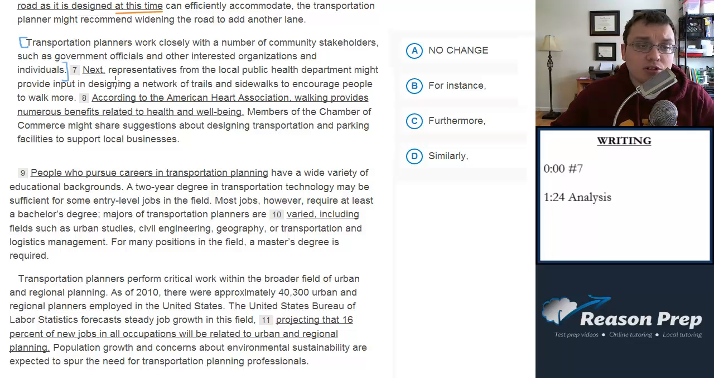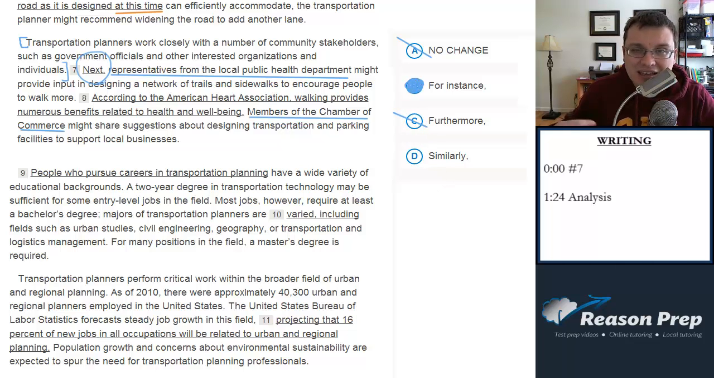And then we have examples. We've got examples of representatives from the local public health department working with them, members of the Chamber of Commerce working with them. So we're not really looking for something like "next," which implies a step-by-step process. Instead, we're looking for something more like "for example," to show examples of this opening statement. So B, which is "for instance," works well here in that regard.